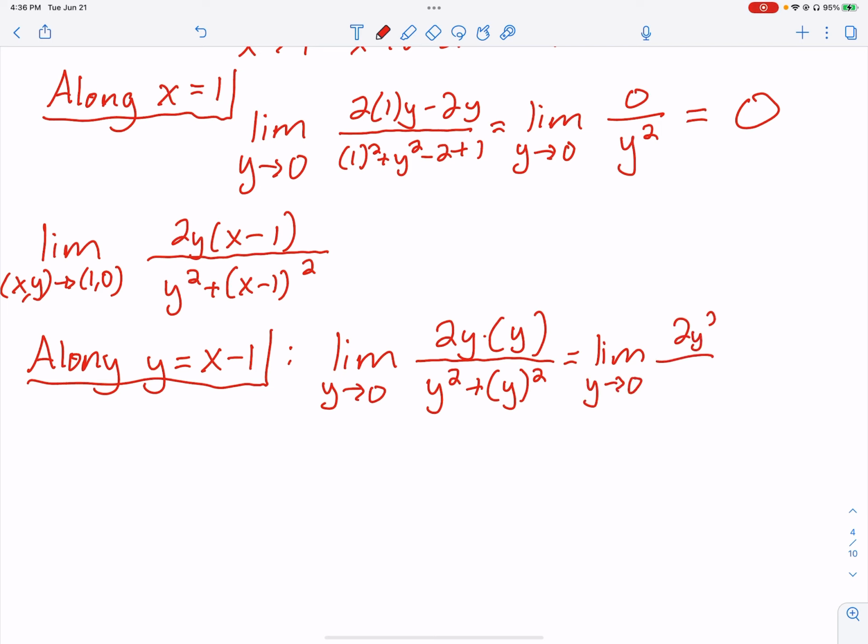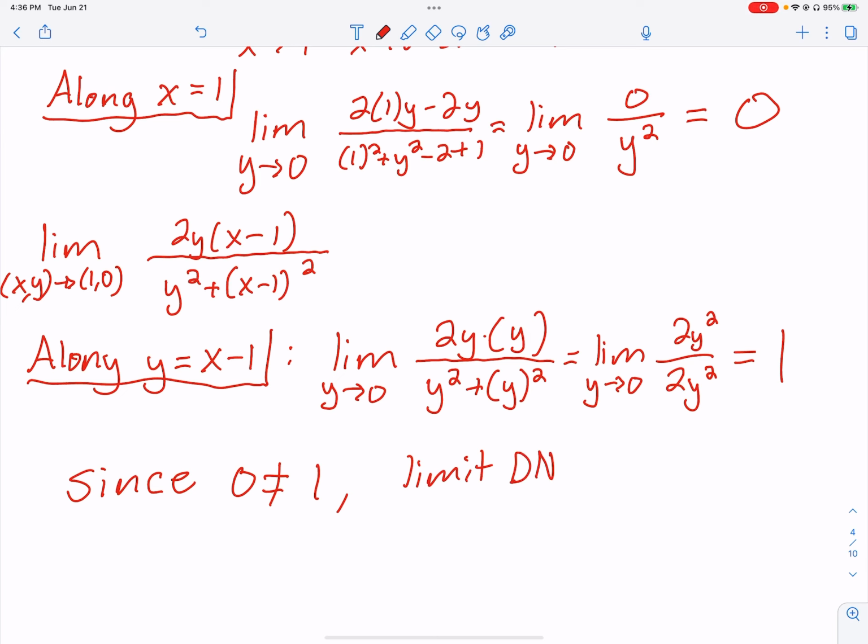We get 2y squared over 2y squared. That's a 1. So the limit is equal to 1. Now here's the bare minimum you can write. We have found two limits that go to two different places. So since 0 does not equal 1, the limit does not exist at (1, 0).